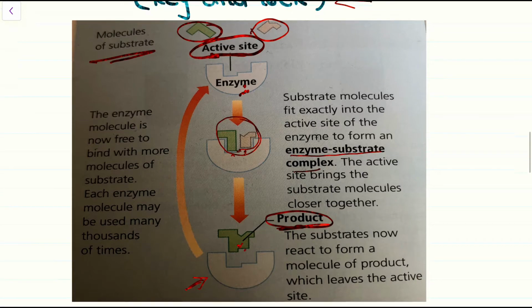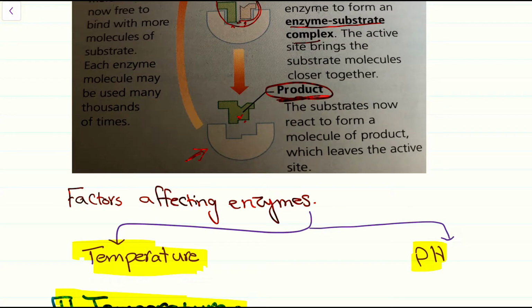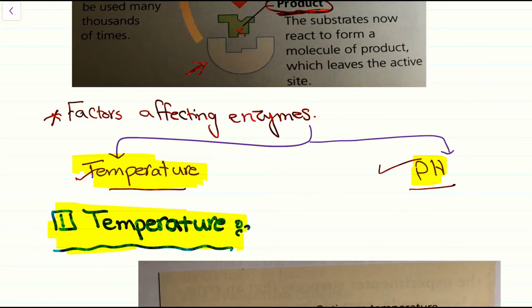Okay, what are the factors which affect the enzymes? We have two factors: temperature and pH. We'll explain each in detail. Temperature. As I told you, the enzymes are protein, and because they are protein, they are affected by the temperature.